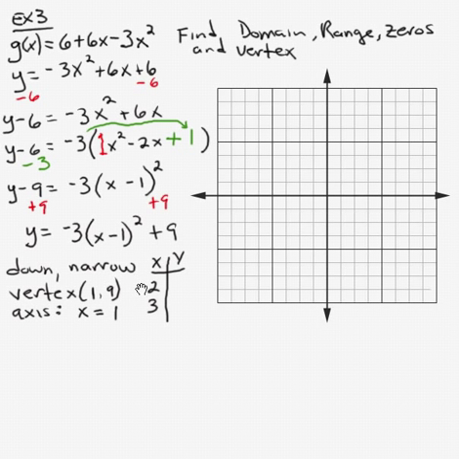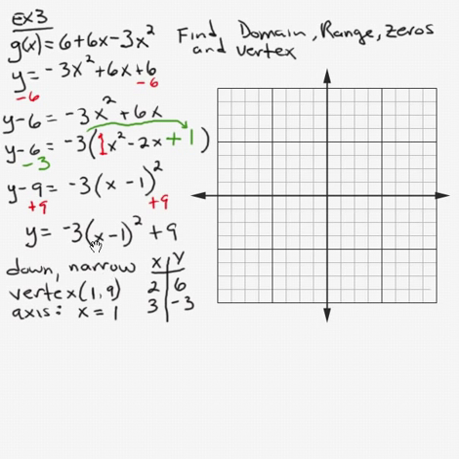So I'm going to select points like 2 and 3 to make my chart of points, since they're to the right of the axis of symmetry. If we substitute in 2, 2 minus 1 is 1, 1 squared is 1, 1 times negative 3 is negative 3, and negative 3 plus 9 is 6.